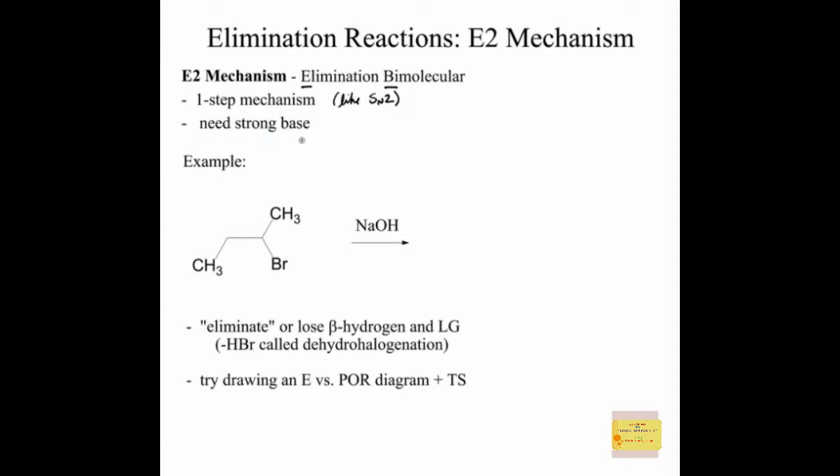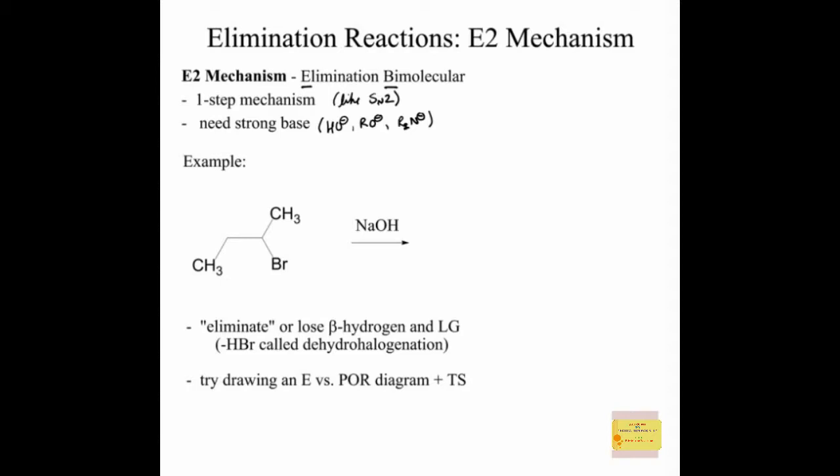And something that the E2 mechanism needs is a strong base. So what are things that we know of as strong bases? Things like hydroxide or alkoxide, maybe an N- would also be a very strong base. Okay, so pretty short list of species that we would describe as strong bases. Those are the kinds of reagents we'll need to do an E2 elimination.